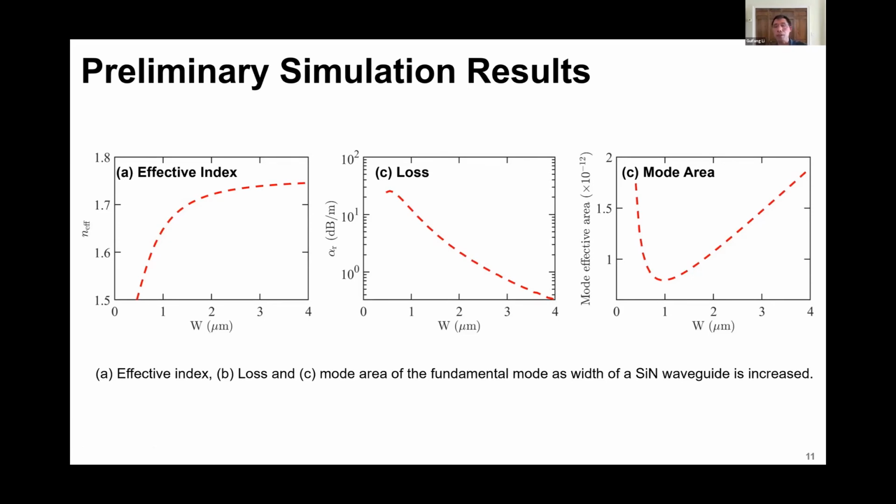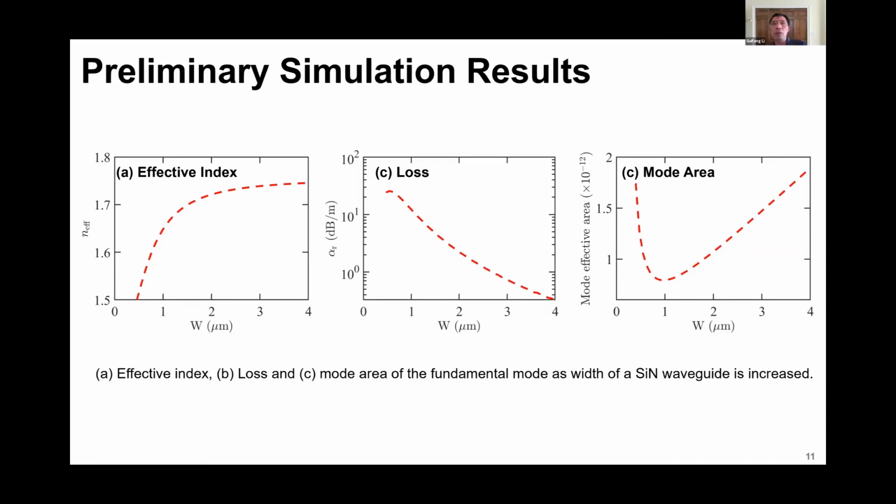Because the fundamental mode is hiding inside the core, as you make the waveguide wider and wider, it hides better and better. It just doesn't see the roughness anymore. So you can reduce the loss quite a bit. And then as you increase the width, the mode area also increases.